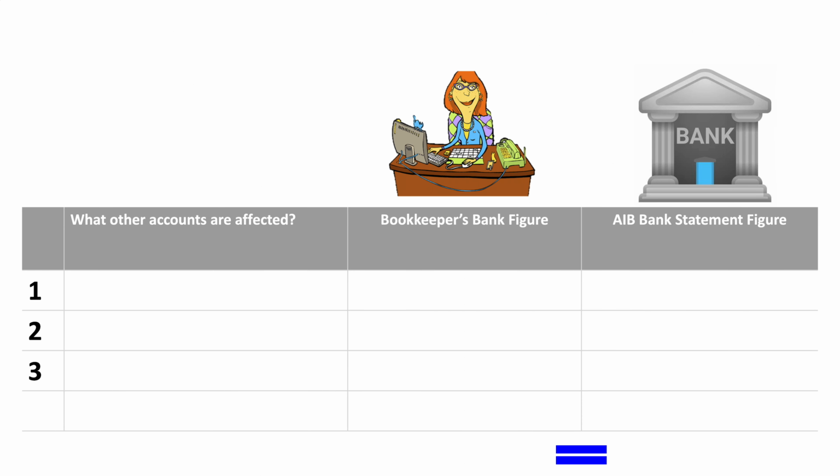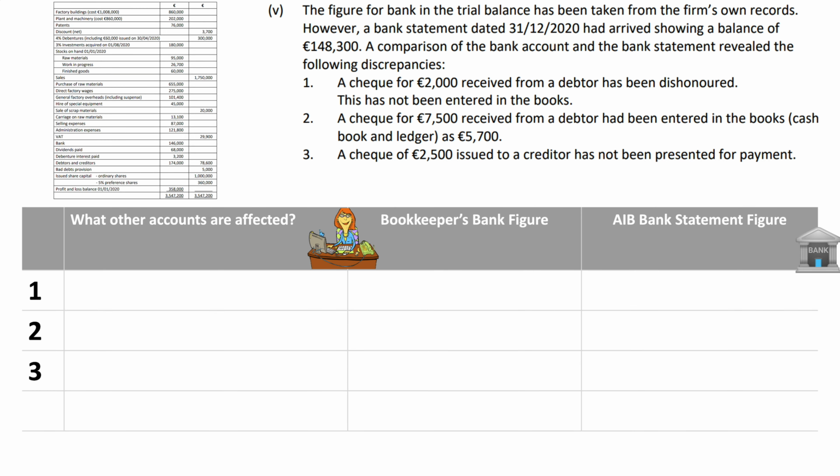Okay, so a lot going on there. And again, the bookkeeper's bank figure and the bank's bank figure are completely different. So we need to suss out what we need to do to get them to equal at the bottom here. In the trial balance the bank figure is 146,000, a positive bank figure. Here we have a balance of 148,300, a positive figure as well. So 3 discrepancies here. They were a bit easier than the sole trader final account ones.